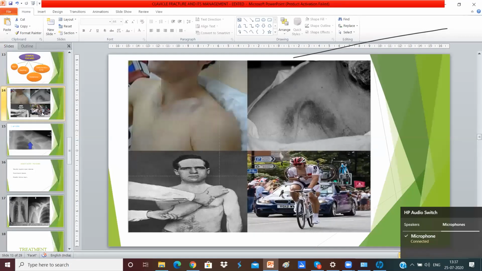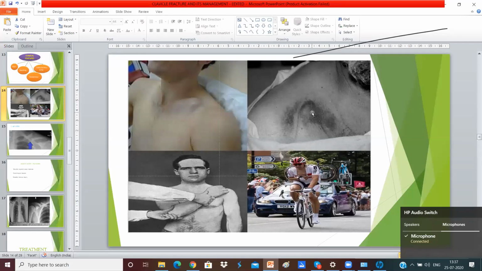So this is an example where one can feel the fracture. See, this area is quite evident. There is a fragment having a fracture there. This fragment is going upward. That is why it is becoming prominent and one can feel it. The ecchymosis is quite common.